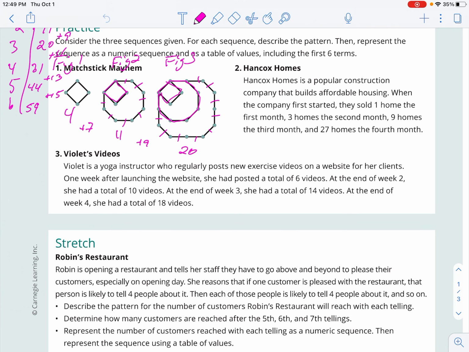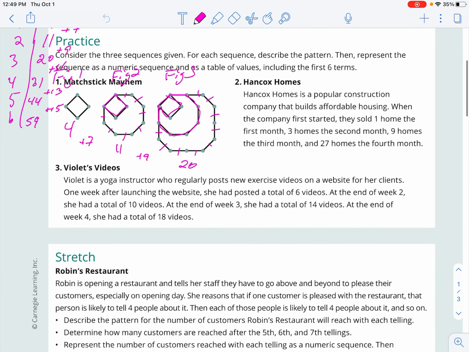When the company first started, they sold 1 home the first month, and then 3 homes the second month, 9 homes the third, 27 homes the fourth. What we want to do here is organize all that into our table. So this is a sequence. What we've been calling our first column, our domain, has been the term number, and then the term value. So what we've got here so far is the first 4 months.